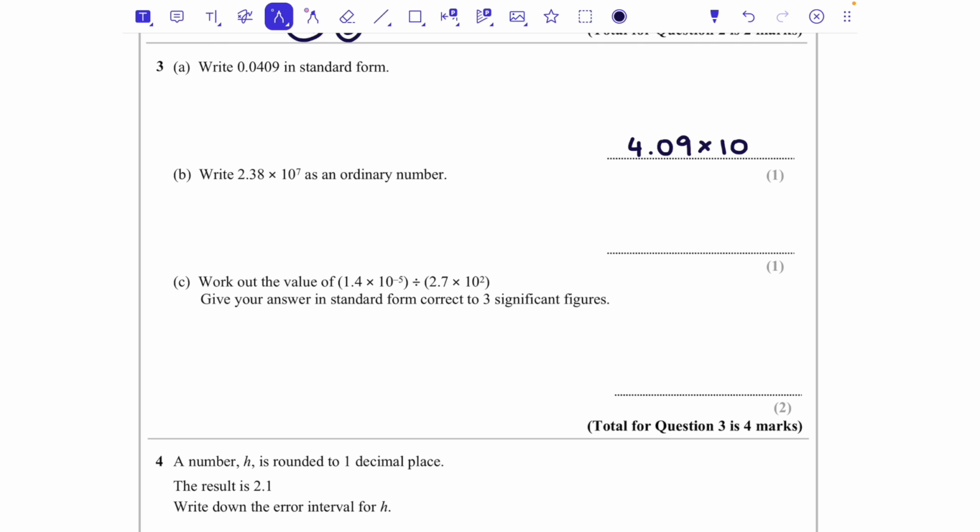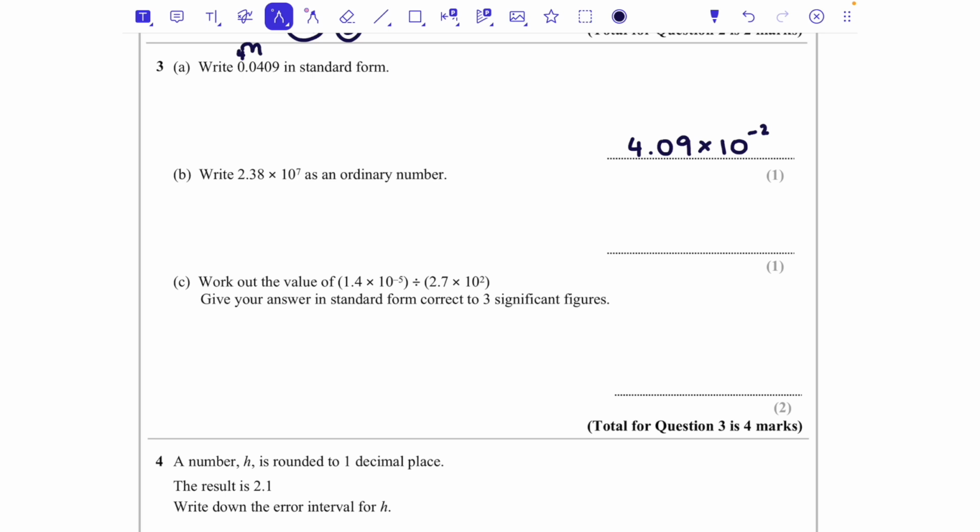Now, if the number is smaller than 4.09, we need to use a power that is negative. Here I've got 4, and I've gone into the tenths column, then into the hundredths column. So I've divided by 10, divided by 10. And that's the same as timesing by 10 to the power of negative 2. So if you're dividing by 10 twice, it's the same as timesing by 10 to the power of minus 2. So a really, really small number is going to have that negative power.